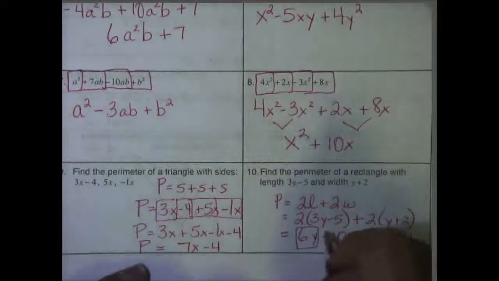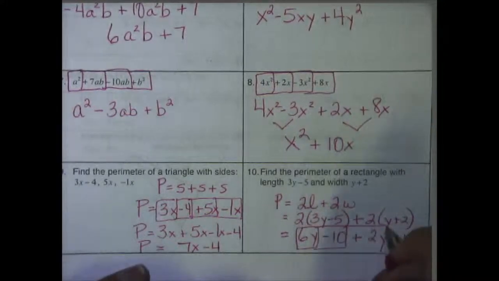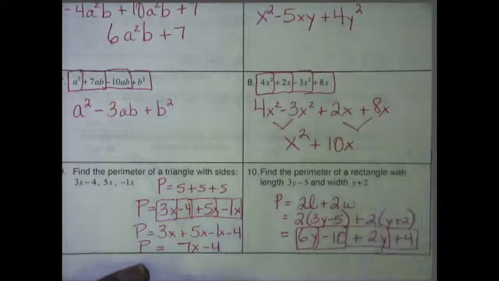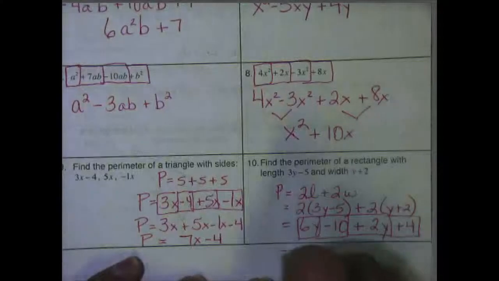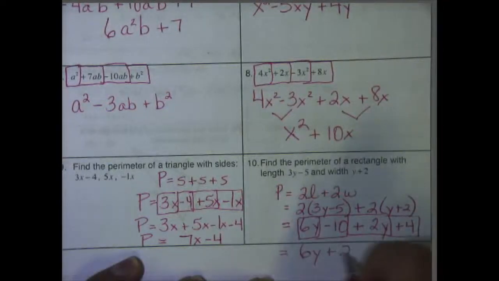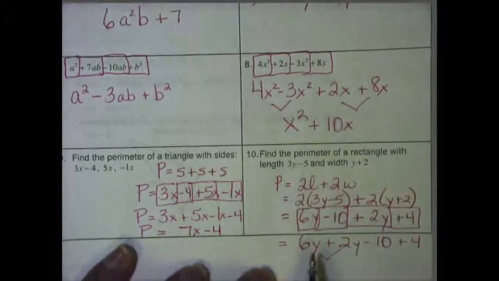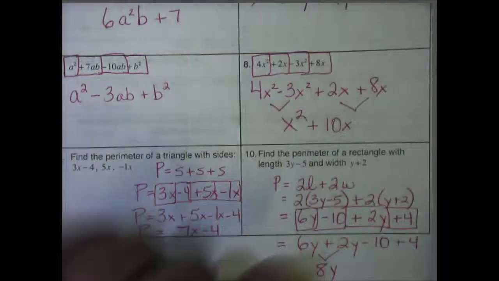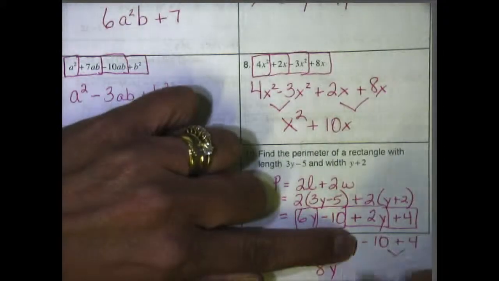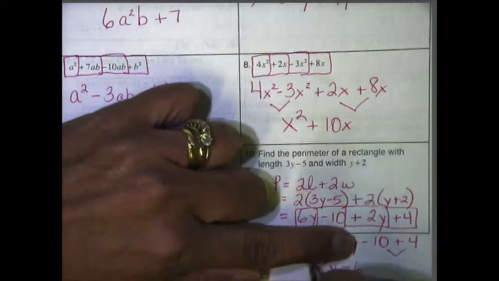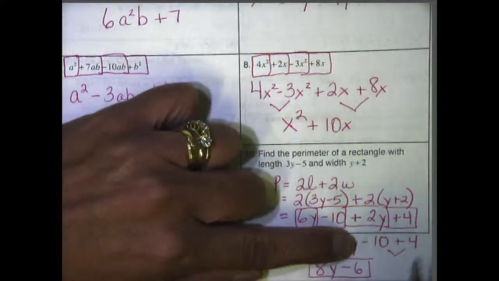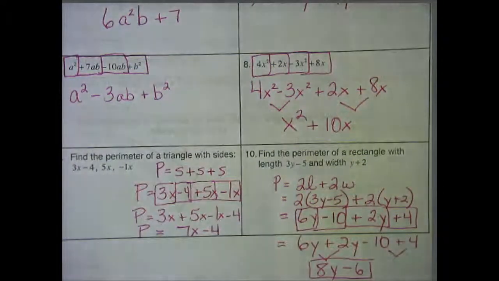So we'll go ahead and put our boxes around. Once you get your boxes around, group your like terms. 6y plus 2y minus 10 plus 4. Combine. 6y plus 2y is 8y. And then combine negative 10 plus 4 and you get negative 6. Be careful with that negative out in front of the 10. So your answer is the perimeter of this rectangle is 8y minus 6.